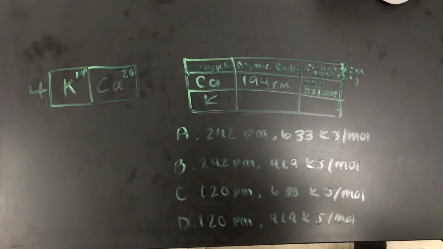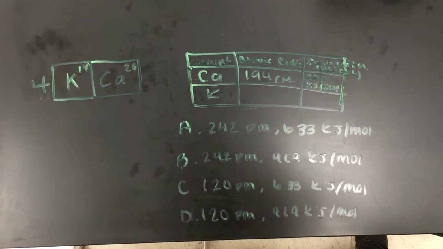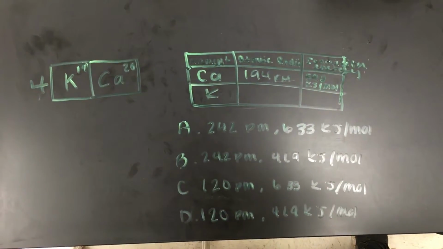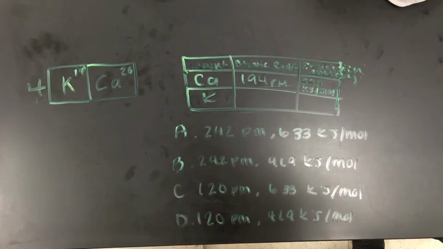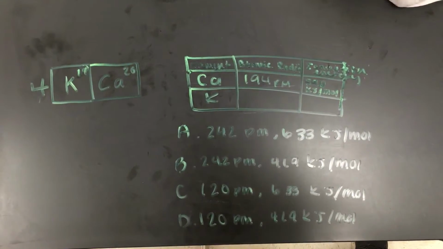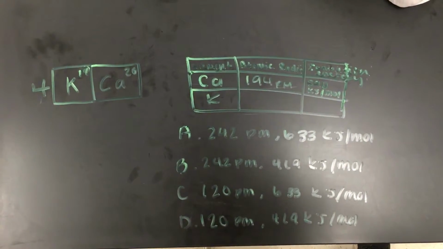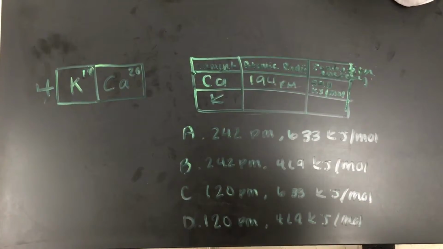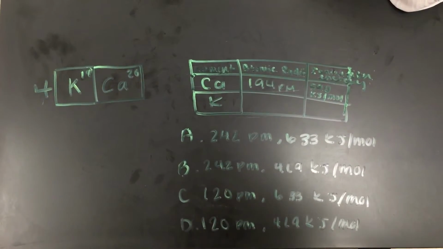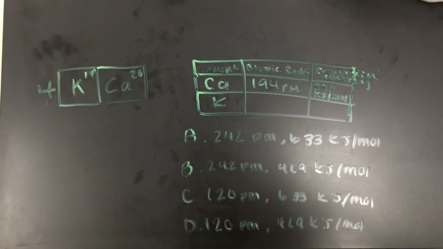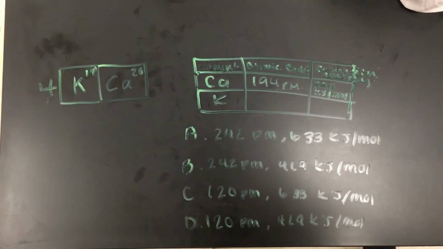Looking at the data, it tells us that calcium has an atomic radius of 194 picometers and a first ionization energy of 590 kilojoules per mole. Looking back at the nuclear charge, because potassium has a smaller nuclear charge, its nucleus isn't pulling the electrons in as tightly. This tells us that potassium must have an atomic radius larger than calcium. Eliminating answers C and D.